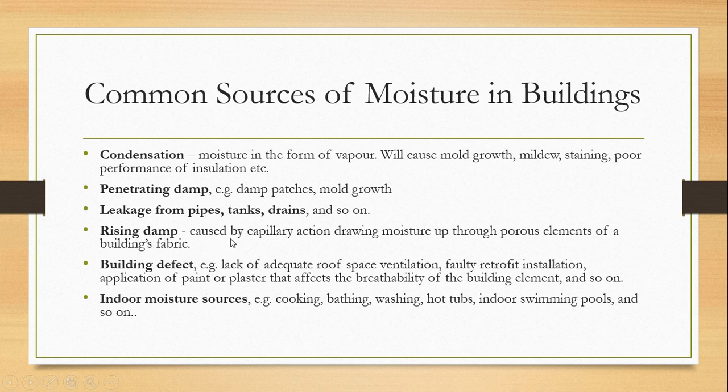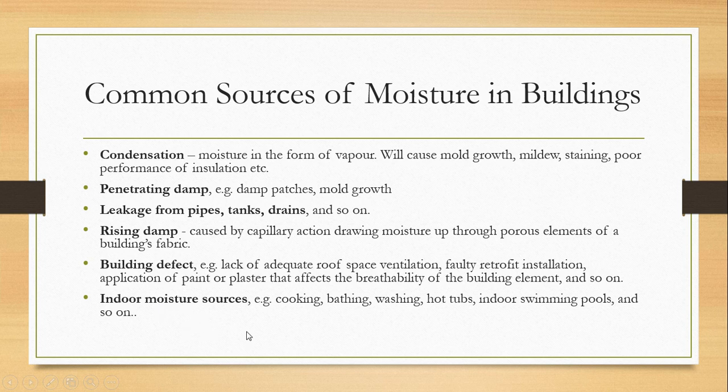Rising damp is caused by capillary action drawing moisture up through porous elements of your building's fabrics. For example, you may have seen maybe a pipe leaking in a wall. The moisture may have started at the base of the wall, and then you begin to see it rise up the wall. That might be an example of rising damp.